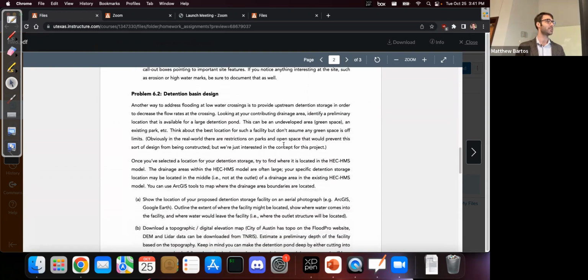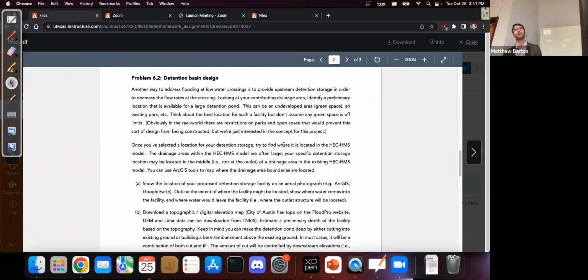For the detention basin design, this will be done mostly in HEC-HMS because you'll essentially be designing a detention basin to try to capture extra inflows. There are multiple ways of doing this. You can design a detention basin upstream that removes some of the rainfall from the upstream contributing area. In previous semesters, many students implemented diversion basins, where you have a diversion coming off of the main channel that fills up a detention basin, which then reconnects back to your channel downstream.